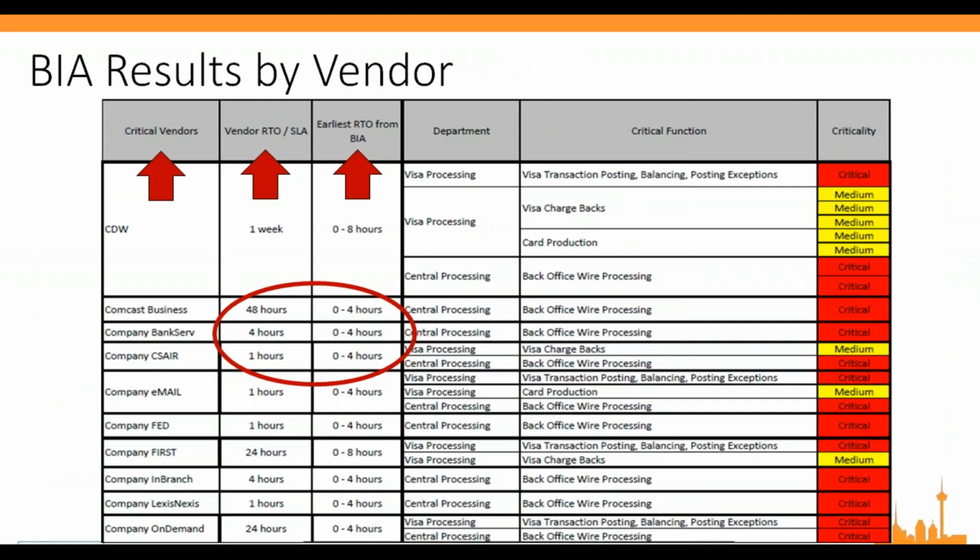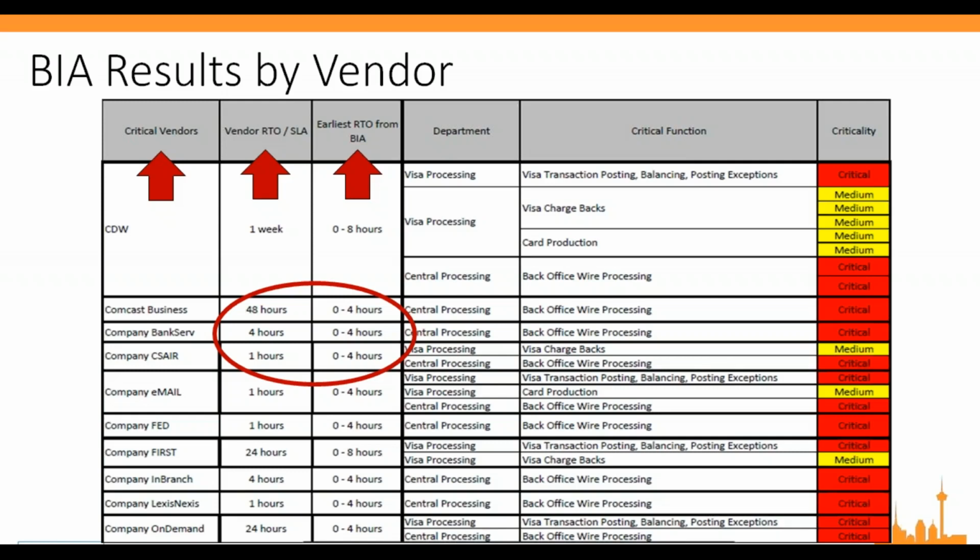You can do that same thing with your vendors. You want to put your vendors as the focal point. You can also add the vendor's recovery time or the service level that they've contracted with you to provide, and then still include the remainder of the columns, your earliest recovery time and the document supporting them.